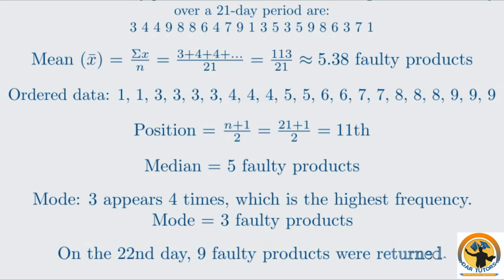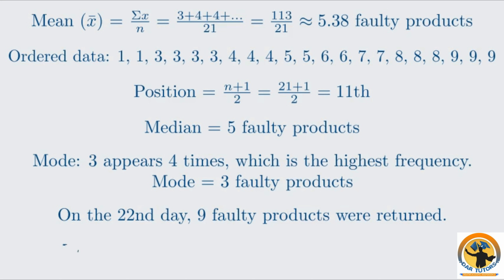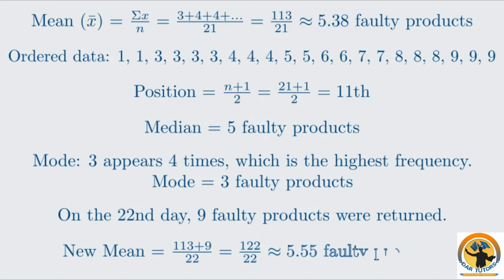We now have 22 data points. The new mean is calculated by adding 9 to our previous sum, 113, and dividing by the new count, 22. This gives us 122 divided by 22, which is approximately 5.55 faulty products. The mean has increased, which is what we would expect since the new value, 9, is greater than the old mean of 5.38. To find the new median, we again order the data.